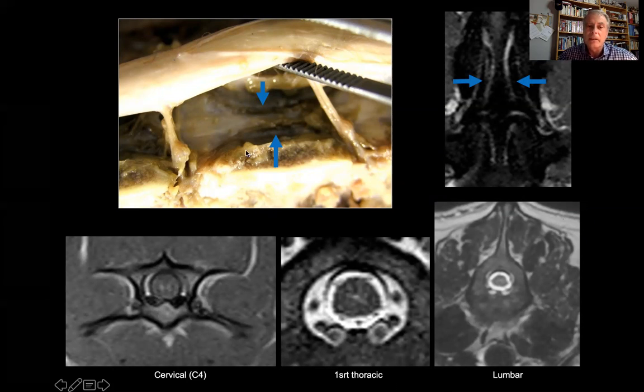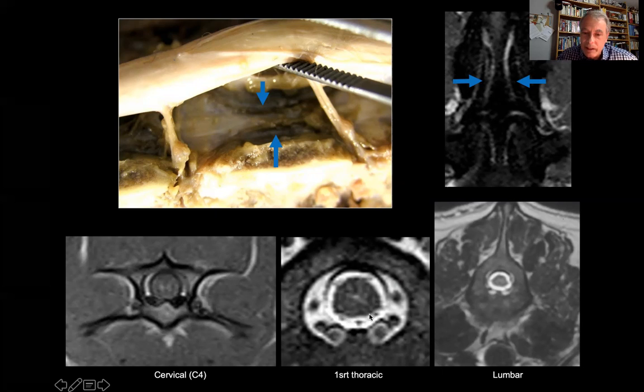At the cervical level, this plexus is formed by two big veins that lack valves and do not have a muscle coat. And here at the cervical level, they are quite big, okay? And they are in the epidural space.